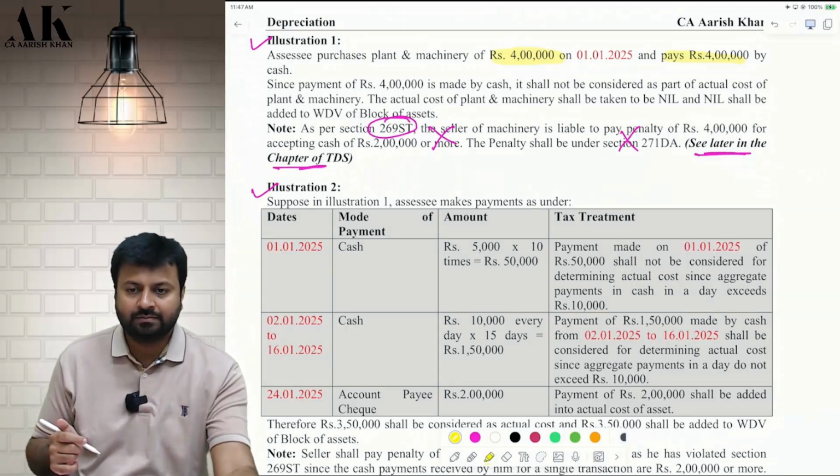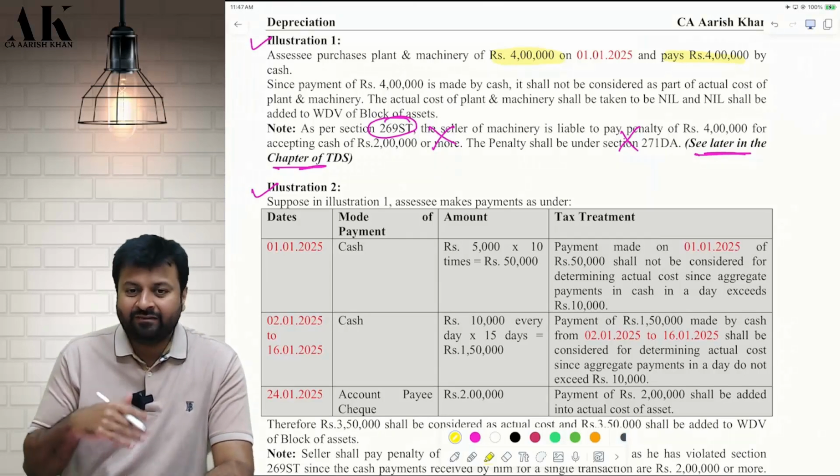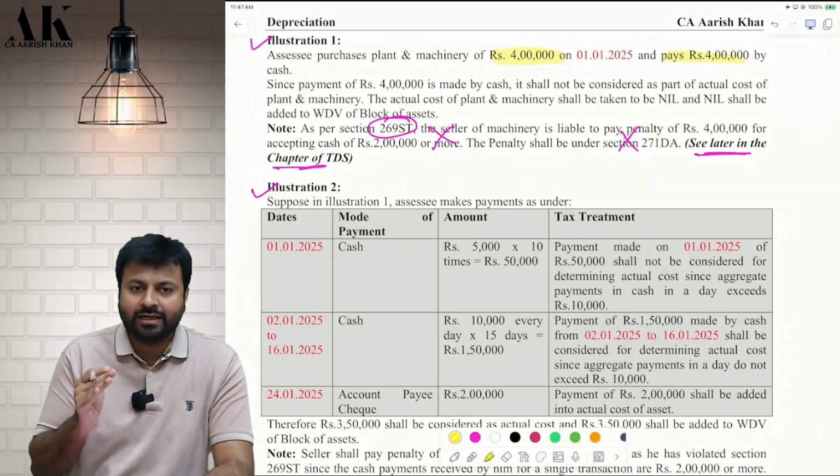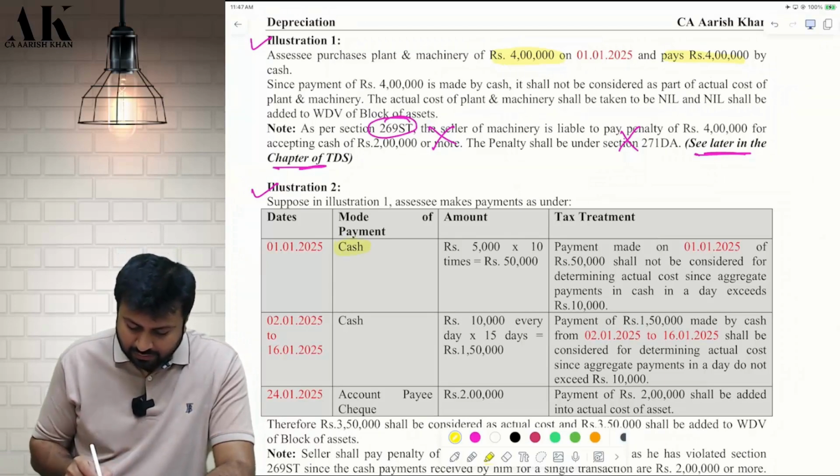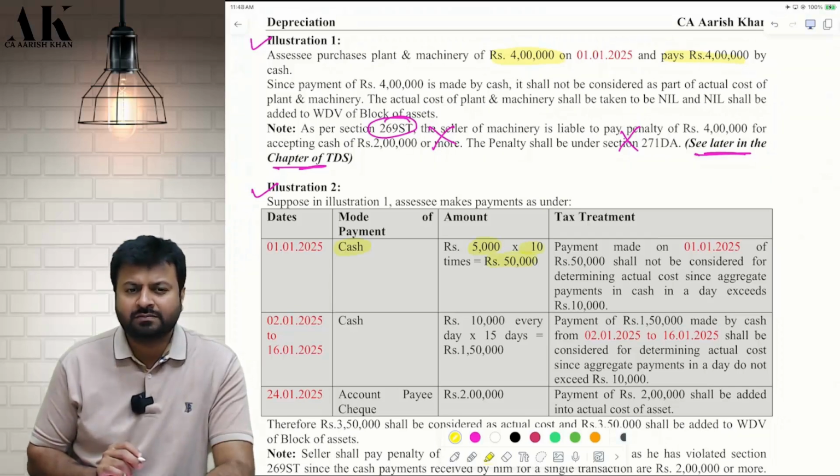In the second example, you are making the payment in parts, not completely in one time. So when you are making the payment in parts, you have to see every part whether it is exceeding 10,000 in a day. Are you clear? First, you are paying 5,000 rupees, payment 10 times in a day. Will this be part of actual cost?